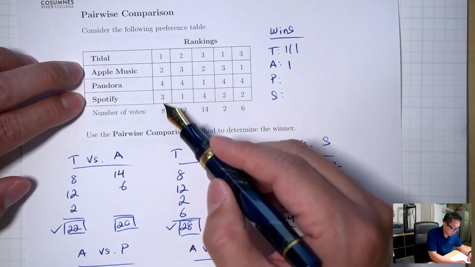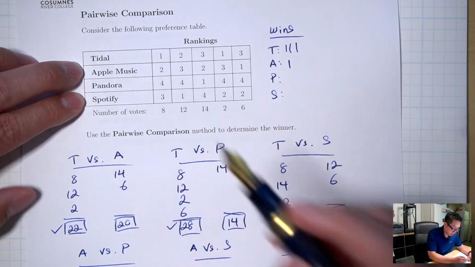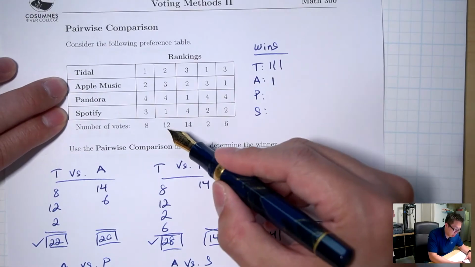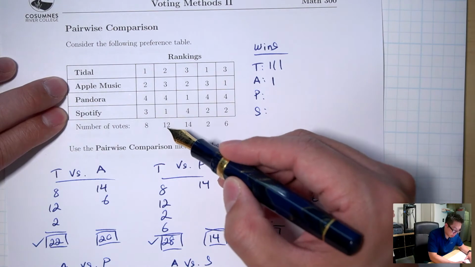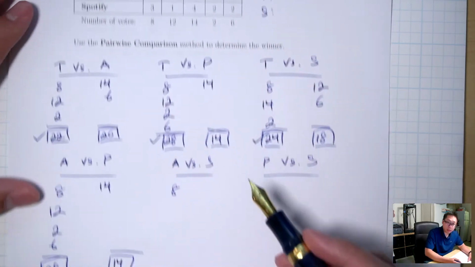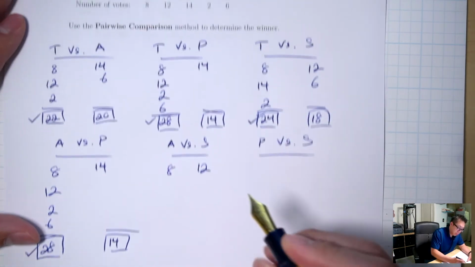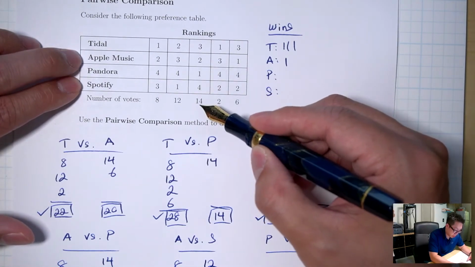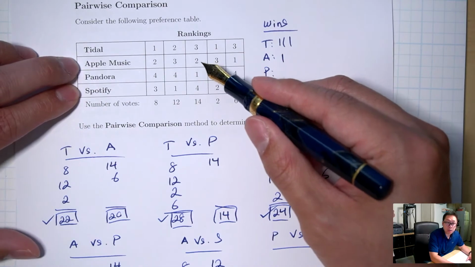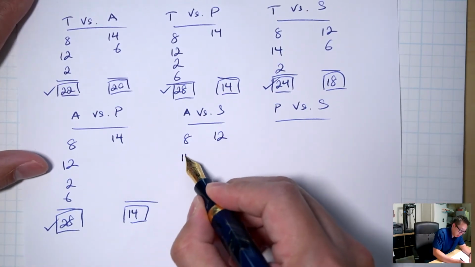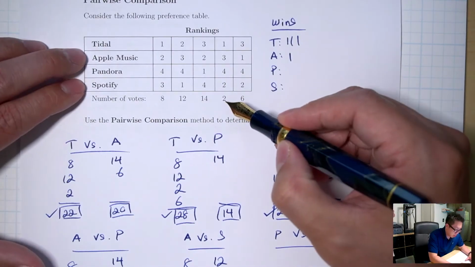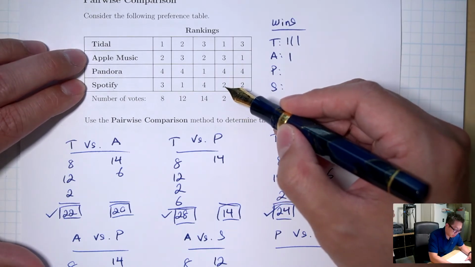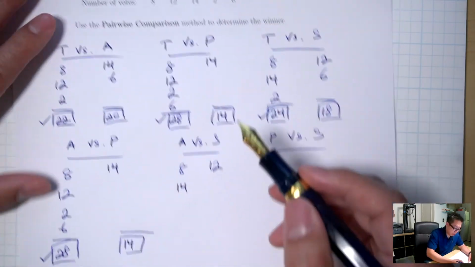8, this is 2 versus 3. 8's going to go for the 2, which is Apple. Next up is 12. This is 3 versus 1. 12 is going to go for the 1, which is Spotify. 14, 2 versus 4. The 14 is going to go for the 2, which is Apple. That's 14. 2, this is 3 versus 2. The 2 is going to go for the 2, which is Spotify.